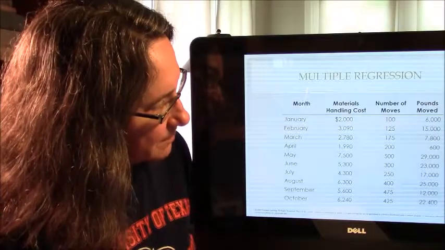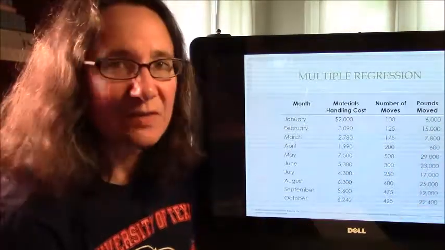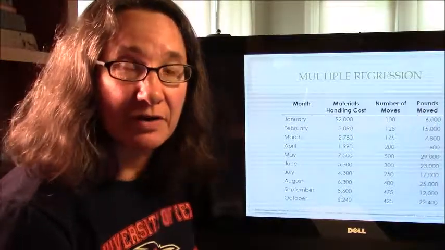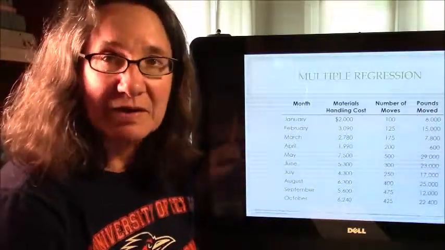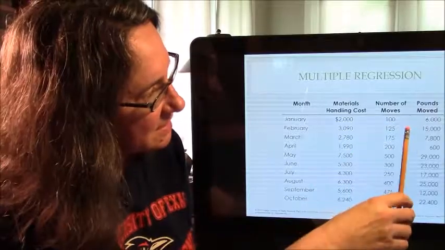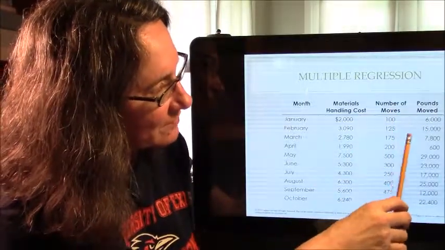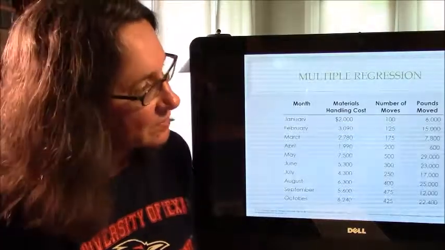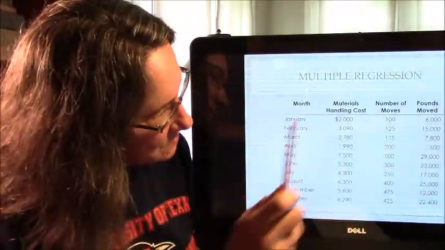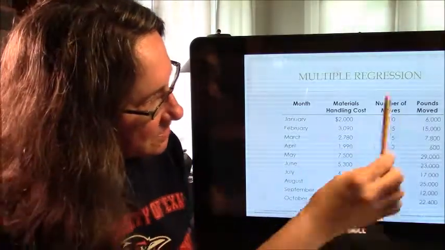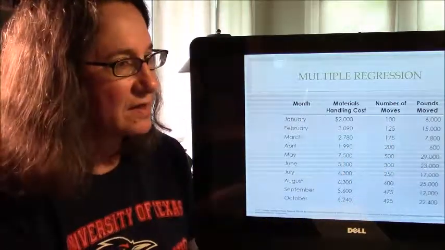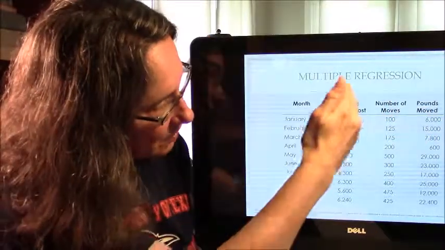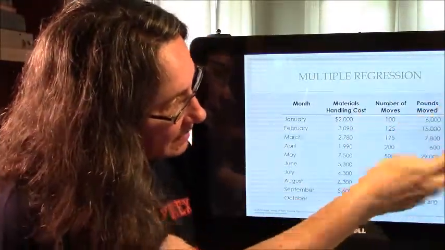Who knows? This cost may increase because maybe it takes more guys to move heavier loads, and so you have to pay more people or something. It just makes sense that you might have one move, but if that move weighed less, it costs less to move. So we're going to add this other variable, how many pounds we moved. Still number of moves, how many pounds, materials cost. So now we've got basically three variables, our y, x1, and x2.